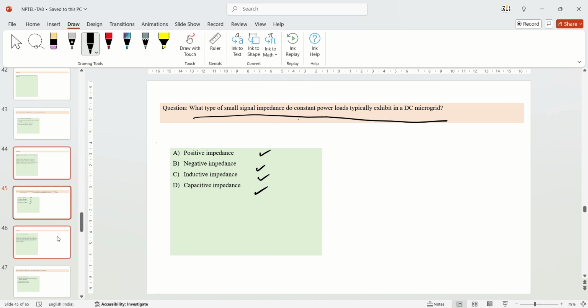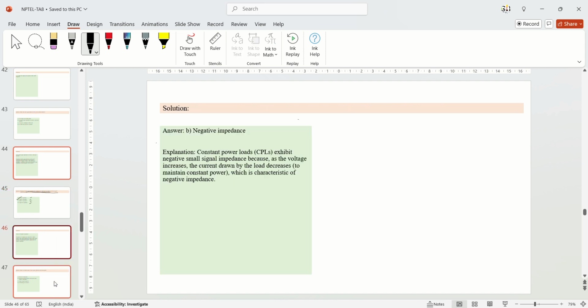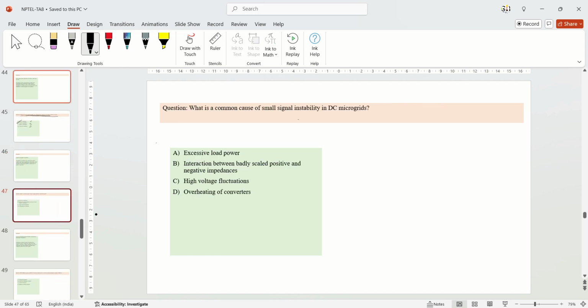Okay. So here is one question related to the small signal impedance of constant power load, that is, the negative impedance. What is the common cause of small signal instability? Here also, the answer is the interaction between badly scaled positive and negative impedances. Since there is less time, I am just going to read out the questions. What is the common cause of small signal instability in the DC microgrid? That is actually the interaction between the badly scaled positive and negative impedances.